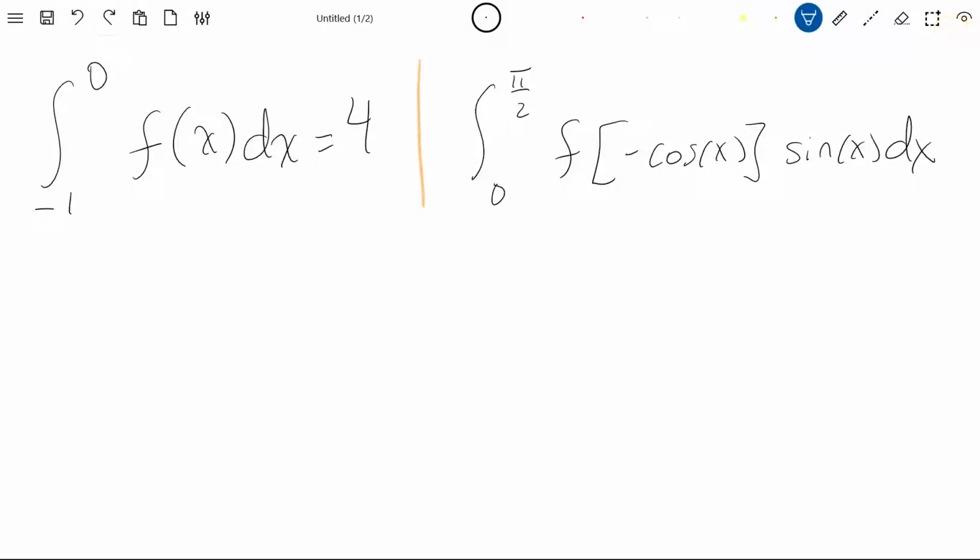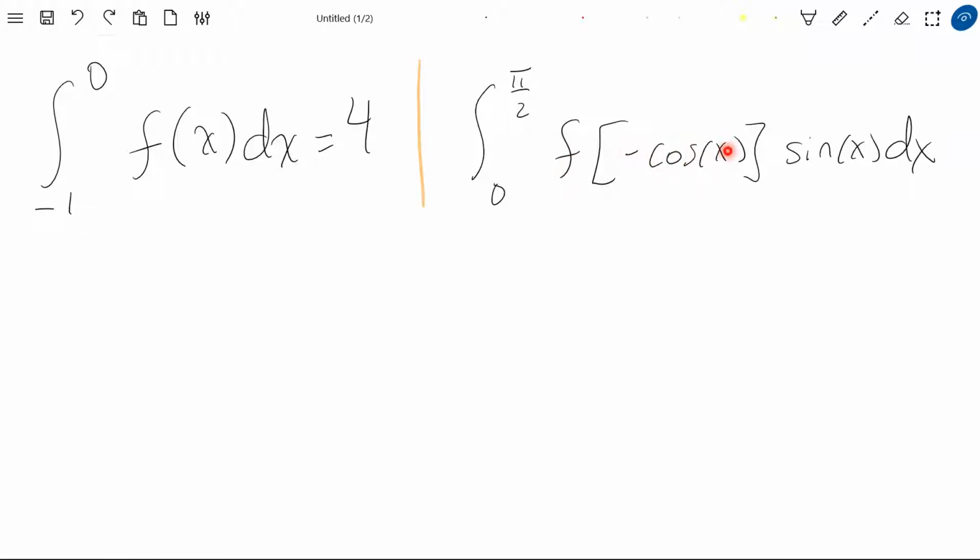Hello everybody, in this one we are going to decipher the mysterious relationship between the integral on the left side, which goes from -1 to 0, of the function f. We don't even know what the function is, it's okay, we don't have to know it, but we know the value is 4. On the right side we have a seemingly menacing looking integral from 0 to pi over 2 of the same function f.